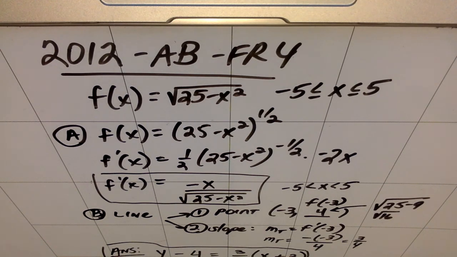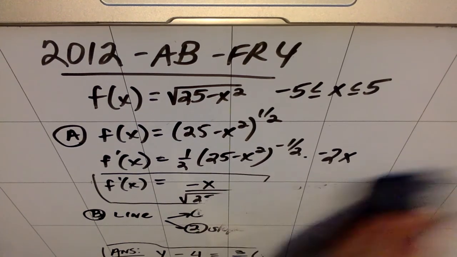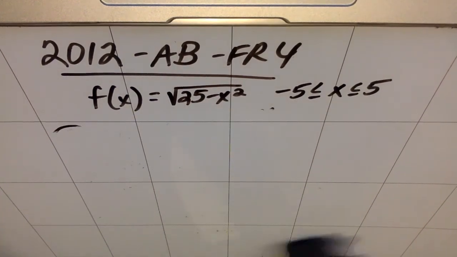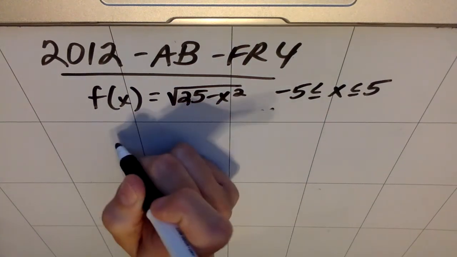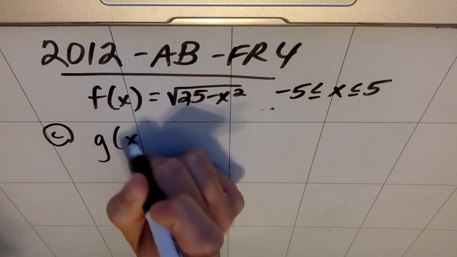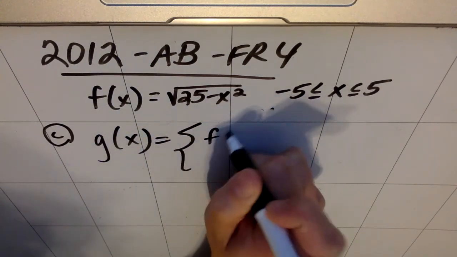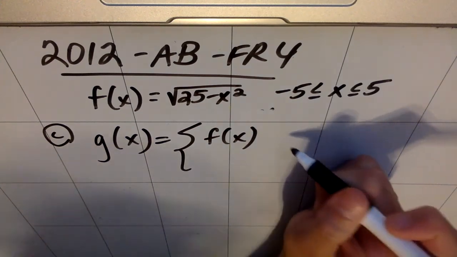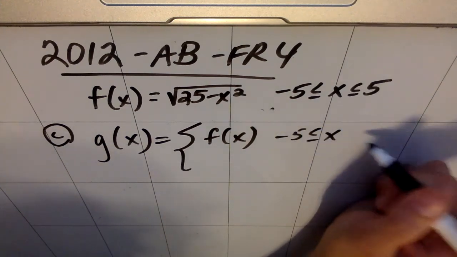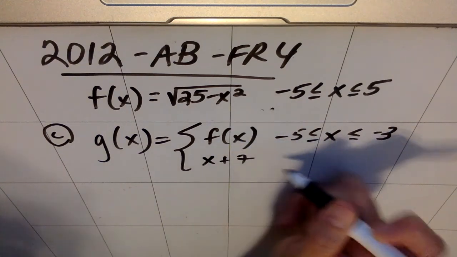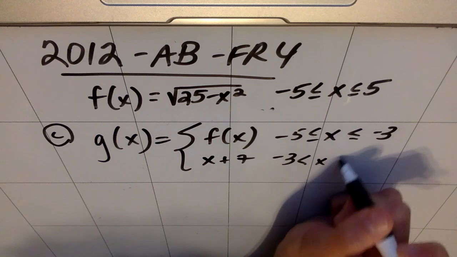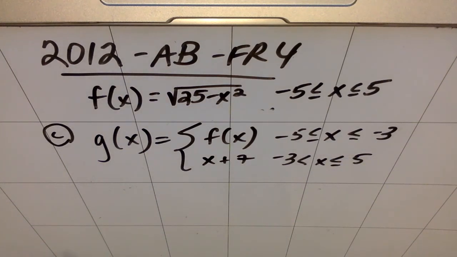All right, so part C. Part C says, let g be the function. So now we have this g of x in part C. Right, g of x is a piecewise function that is f of x on part of the window we were given, from -5 until -3, but then it behaves as x plus 7, starting at -3 and going until 5, right? So is g continuous at x equals -3? Use the definition of continuity to explain your answer.